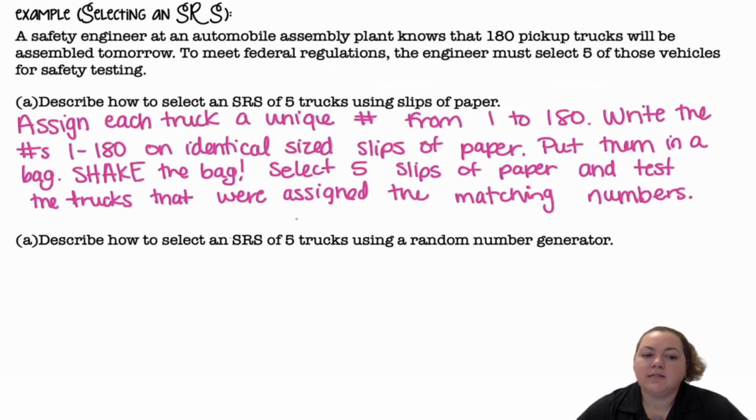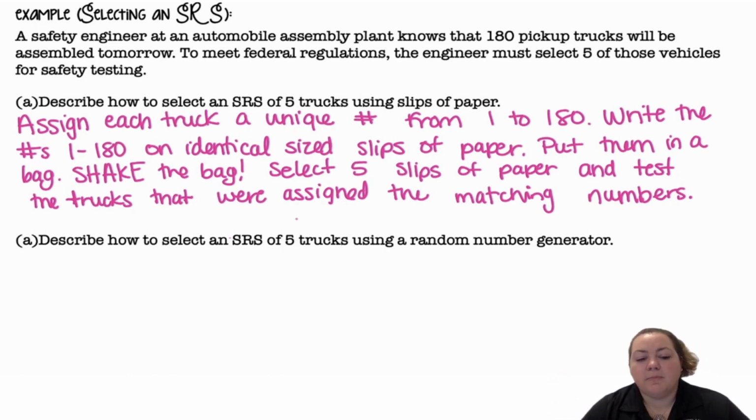All right, so we could assign each truck a unique number from 1 to 180. Write the numbers 1 to 180 on identical slips of paper. Put them in a bag, shake the bag, select 5 slips of paper, and test the trucks that were assigned those matching numbers. All right, and we would want to take those pieces of paper out without replacement, meaning we're not going to put them back in the bag.